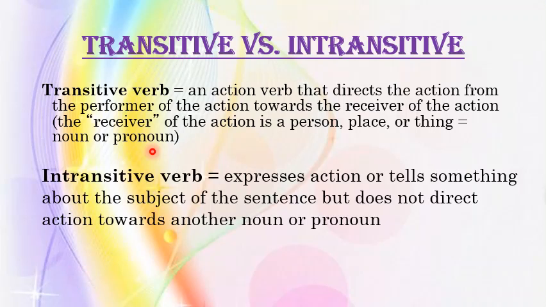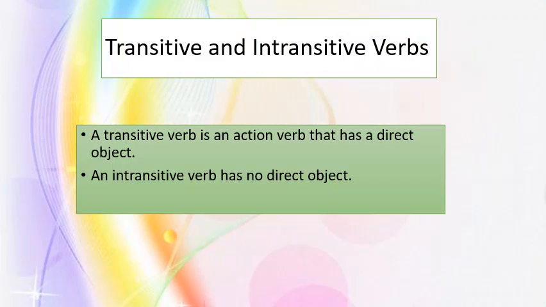Intransitive verb: it expresses action or tells something about the subject of the sentence but does not direct action towards another noun or pronoun. So we can say that a transitive verb is an action verb that has a direct object, and an intransitive verb has no direct object at the end of the sentence.